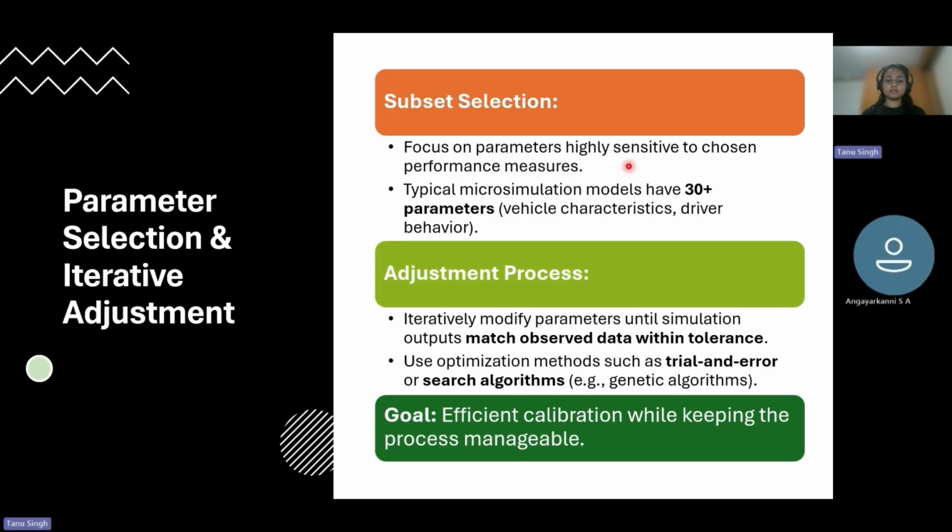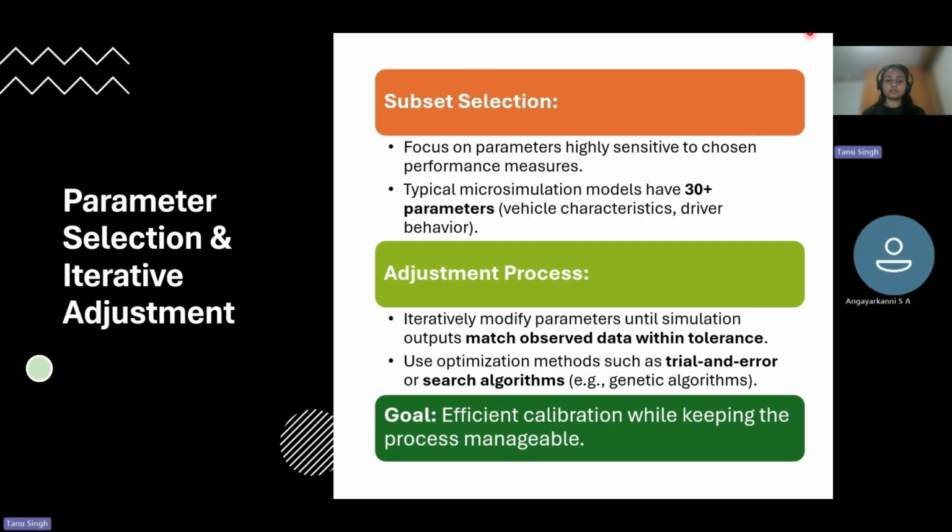Calibration is iterative. We adjust parameters, run the simulation, and compare the results with the field data. We repeat this step again and again until the output matches the observed traffic condition within an acceptable tolerance. Optimization methods like trial and error and genetic algorithms can help make this process more efficient. So the goal is efficient calibration while keeping the process manageable.